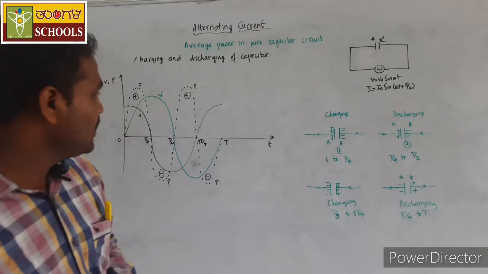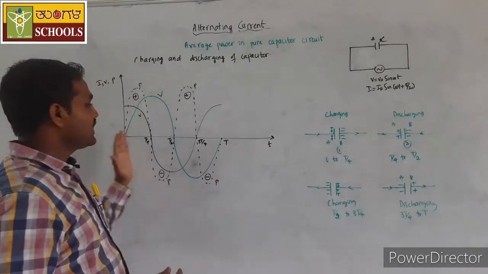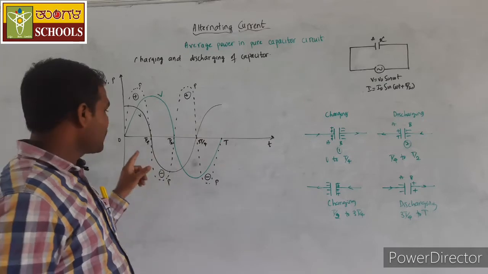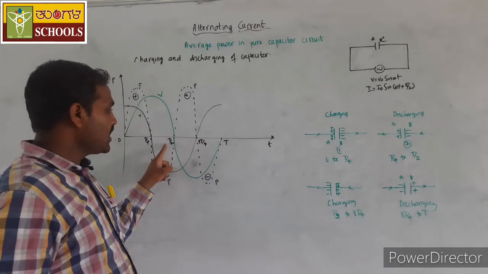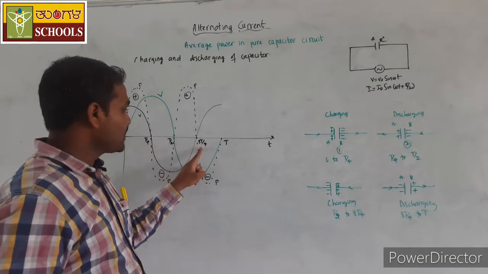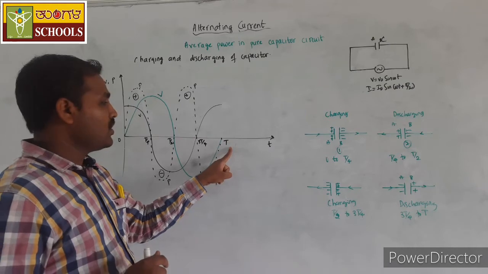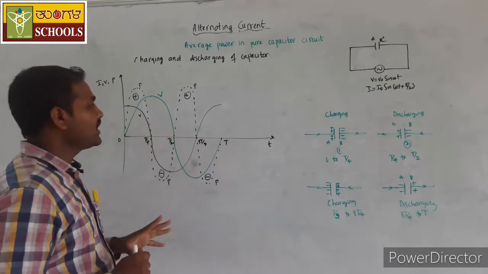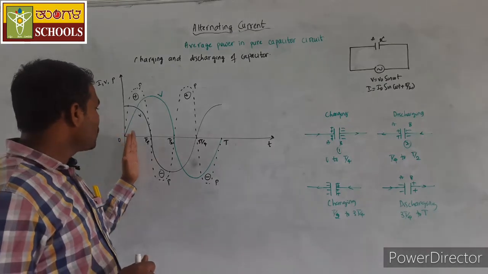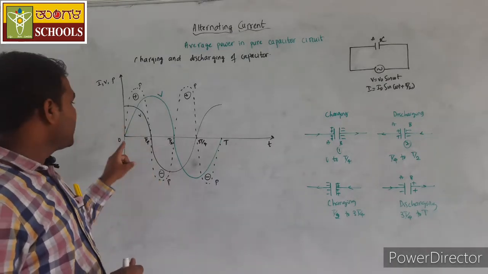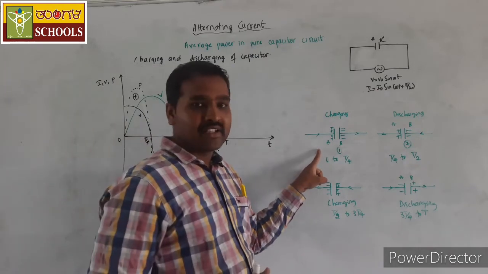Let us divide this one complete cycle of alternating current into 4 parts: from 0 to T by 4, T by 4 to T by 2, T by 2 to 3T by 4, and from 3T by 4 to T, where T is the time period of one complete cycle. Let us consider the first quarter from 0 to T by 4. During the first quarter of the cycle, that is represented here.